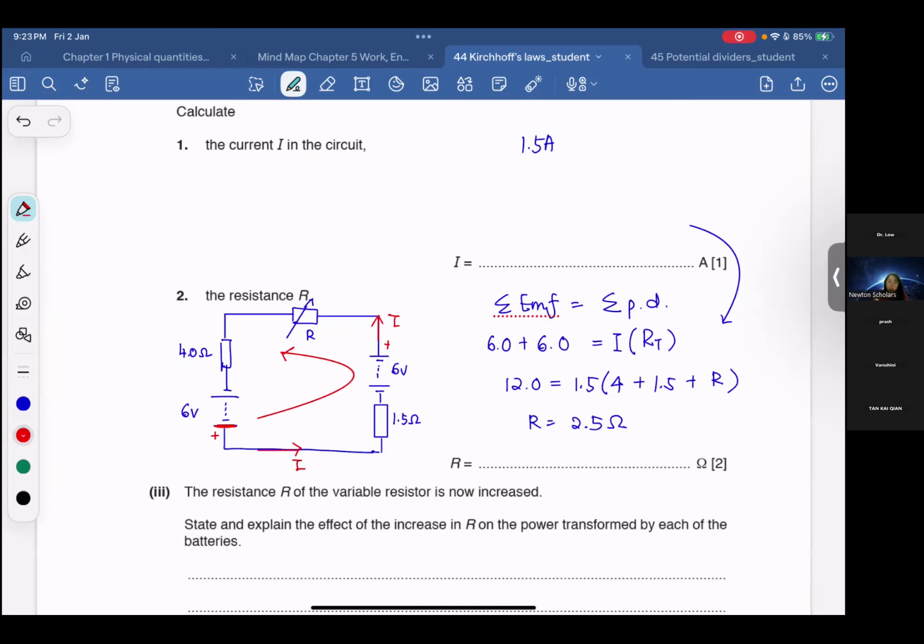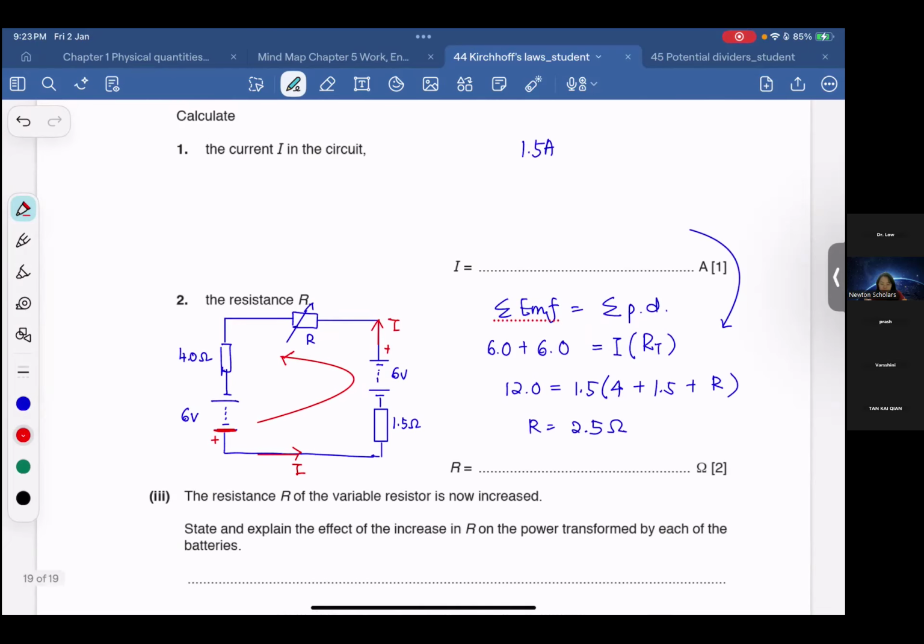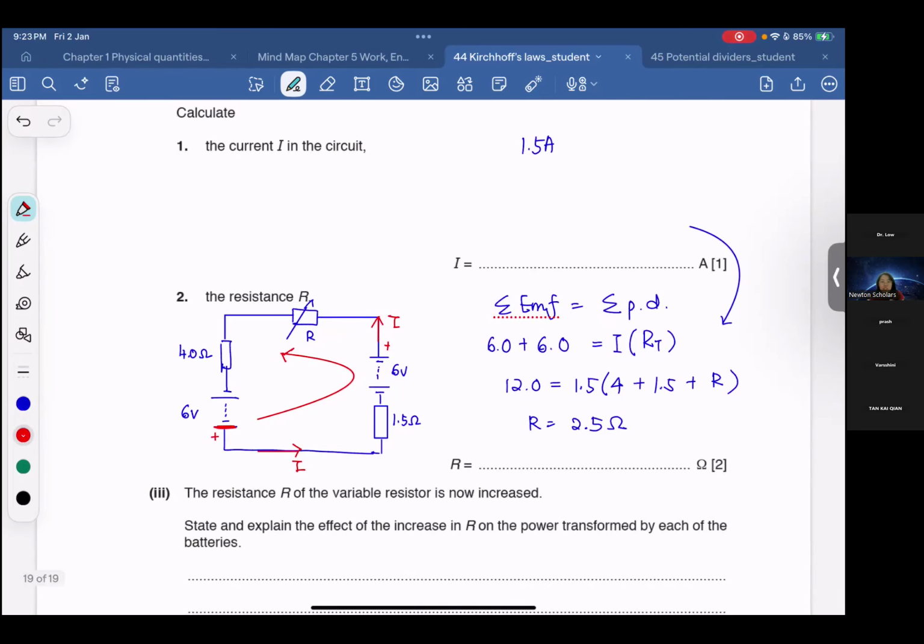Same direction, so the EMFs we add up together, then equals the potential difference. Because EMF is provided, the potential difference is the gain, okay? So voltage will drop across the components. We've got 3 components, and these 3 are in series, so current will be the same. Just now in the first question, they asked you to find the current in the circuit, so we just use the 1.5 and put it into the formula.